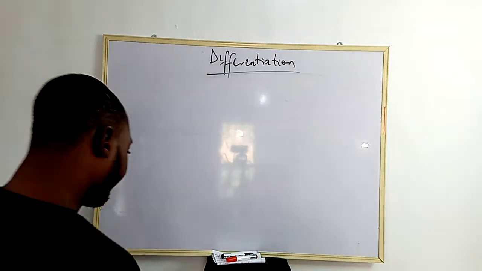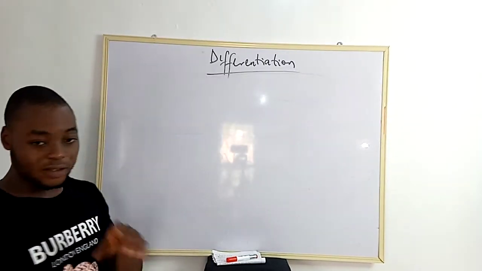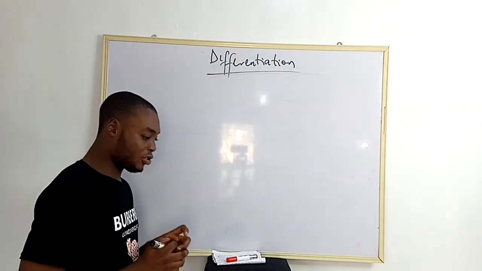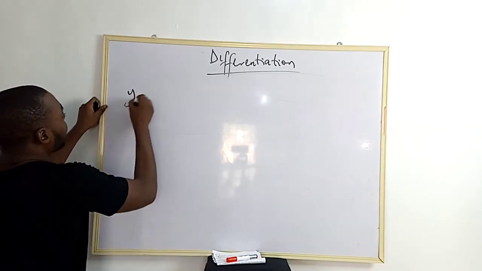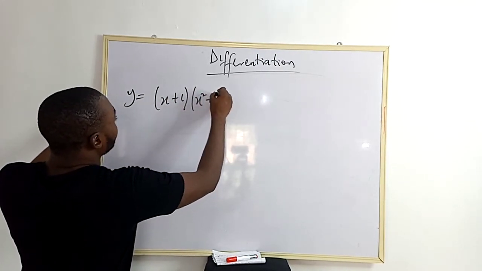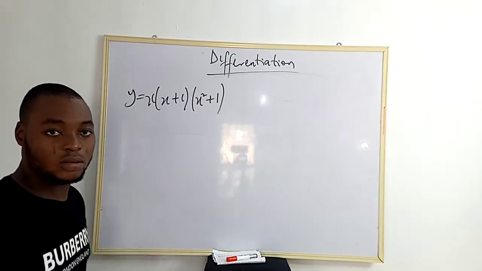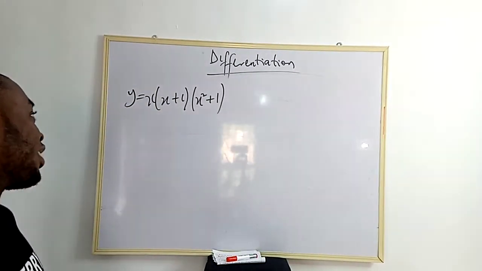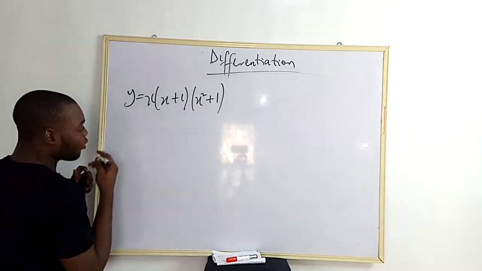Okay, so the next thing, another example that we're going to solve under this product rule is a case whereby the product rule is a function of three functions. It's a product of three functions. So if y equals x into bracket x plus 1, into bracket x squared plus 1, that is a product of three functions. So how are you going to differentiate this?